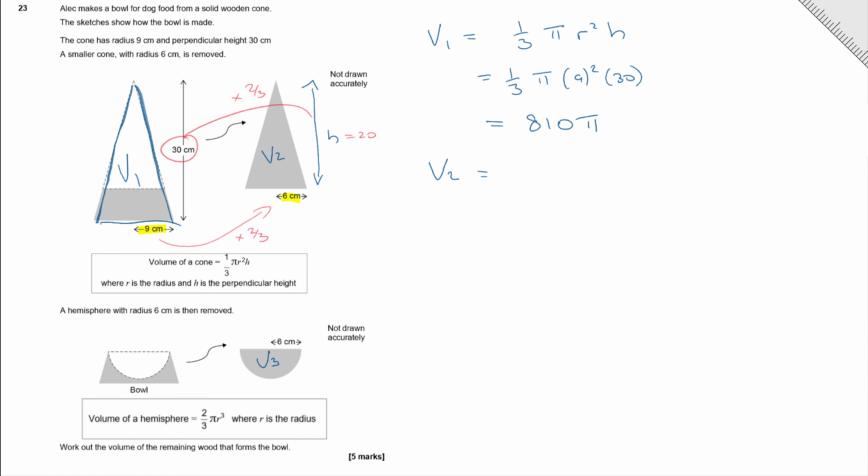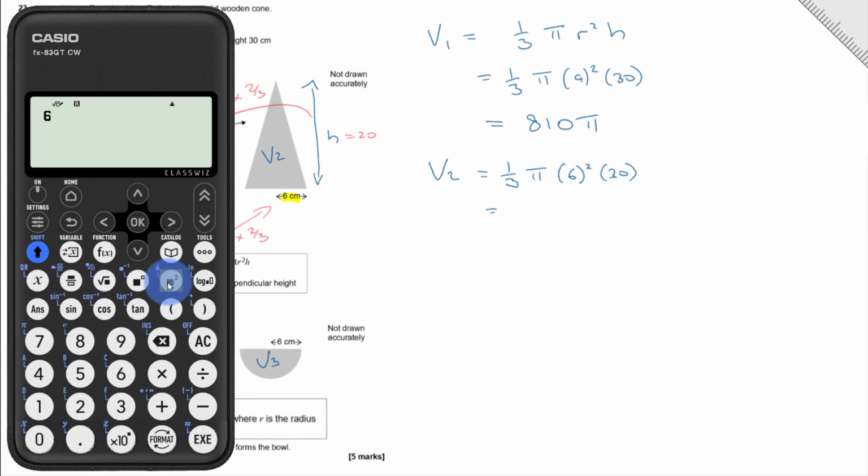Okay, so now I do know the radius and the height. I can work out small cone now. So that's going to be 1/3 times pi times 6 squared times h, which we found out to be 20. Okay, so equal cone is going to be 6 squared times 20 divided by 3, and that comes out to be 240. So that's going to be 240 lots of pi.